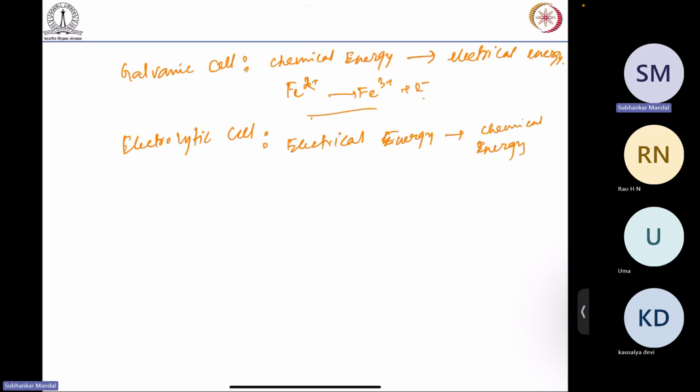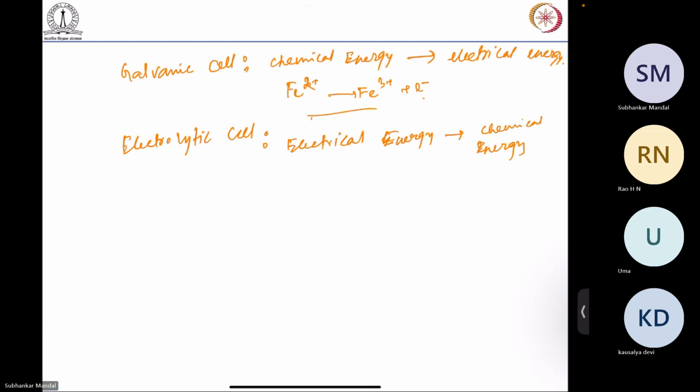Suppose you are giving electrons from an external source to the system, that means you are giving electrical energy, and due to that some chemical reaction is happening. That is called the electrolytic cell. This is a term which we know already.